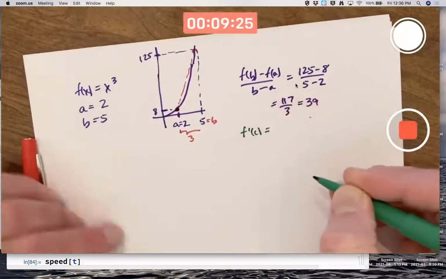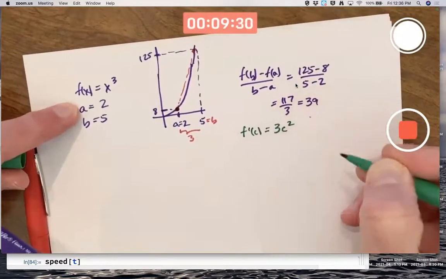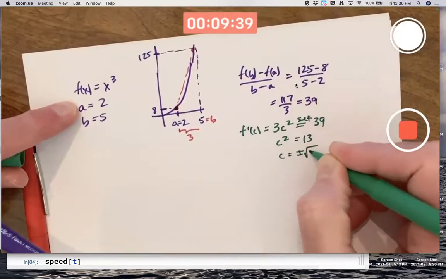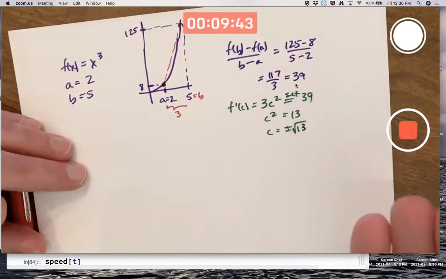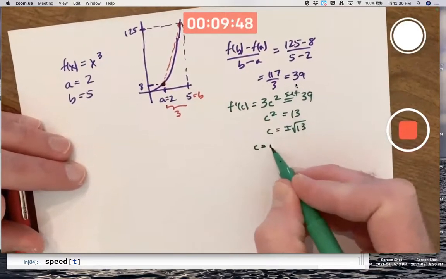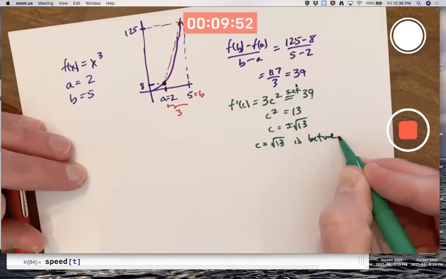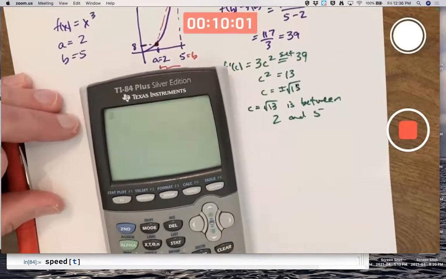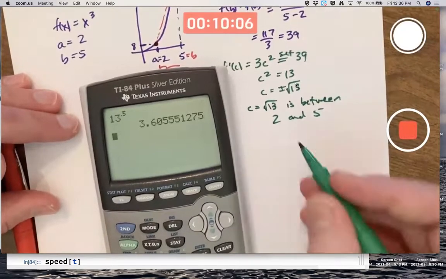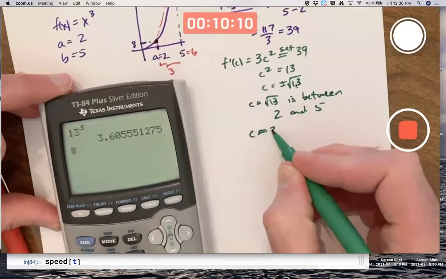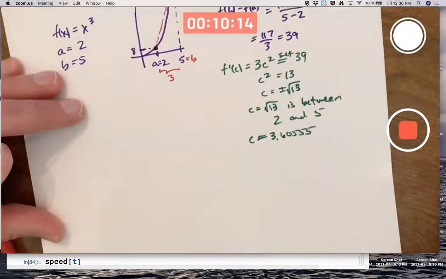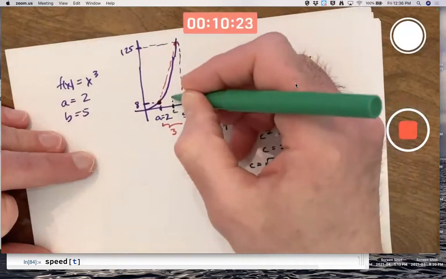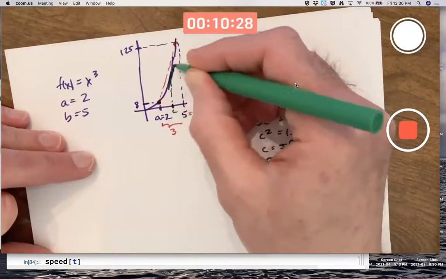Well, what is f prime of c? f prime of x would be 3x squared, so f prime of c would be 3c squared. If I set this equal to 39, I can solve for c. c is going to be, well, plus or minus square root of 13, but the c that's between 2 and 5, in fact, is plus square root of 13. c is square root of 13. That's the one between 2 and 5. Square root of 13 is going to be somewhere between 3 and 4, in fact. 13 to the 1/2 power. It's about, c is approximately 3.60555. It's a little closer to 5 than it is to 2. Just a little bit closer to 5 than it is to 2. It's not halfway between them. Right about there, the slope of the tangent line is the same as the slope of the secant.